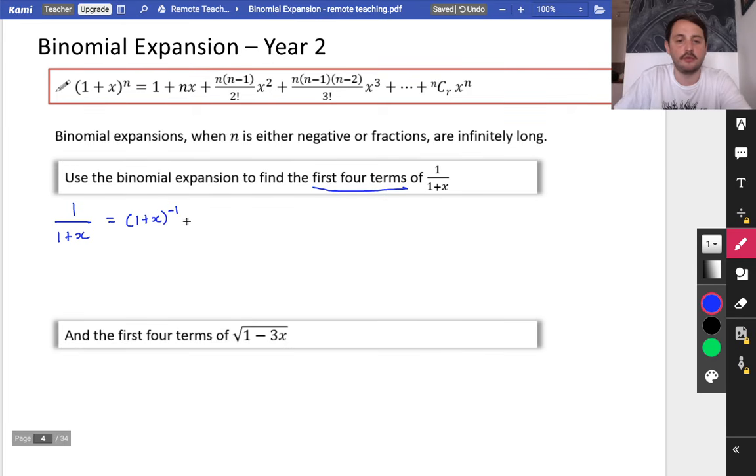Now, when I have it looking in this form, you can use this that you have here, and by the way, this is in the formula book. So you just get 1 plus n. I'm going to write here that n is minus 1. n is always the power. So you get 1 plus n, which is minus 1, times x, which is x. So you get 1 minus x, plus n(n minus 1) over 2 factorial x squared, plus n(n minus 1)(n minus 2) over 3 factorial x cubed.